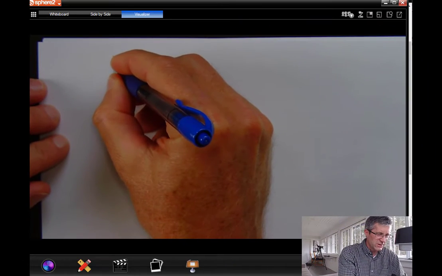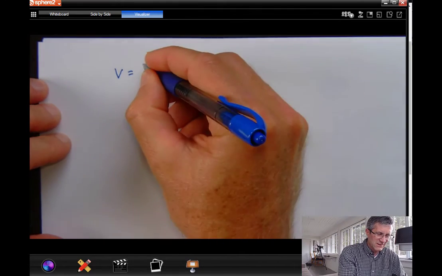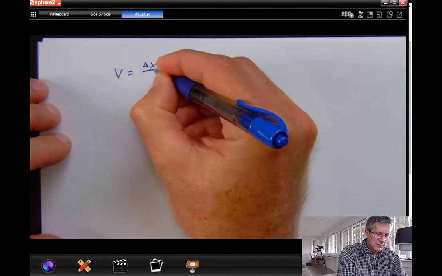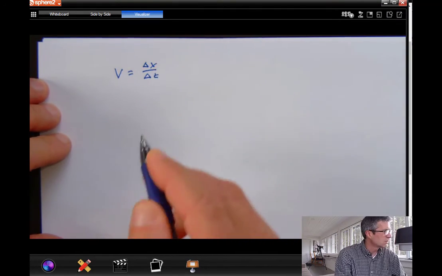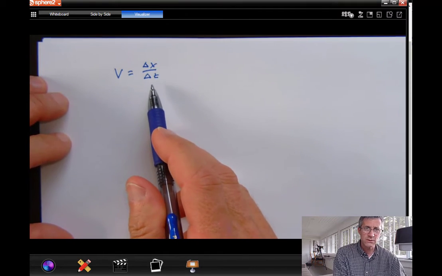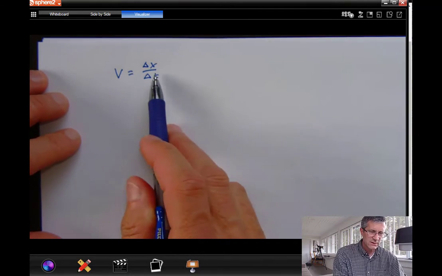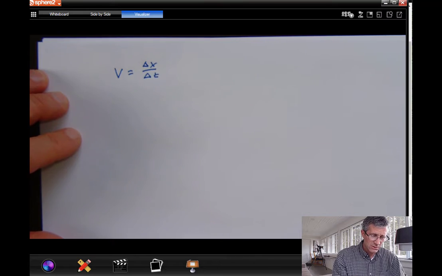The thing to be careful of, though: we have written equations such as velocity as being the change in displacement over the change in time. Notice we use the triangle, the delta. So this is the delta change over delta time, and this is where we're looking across a longer distance.